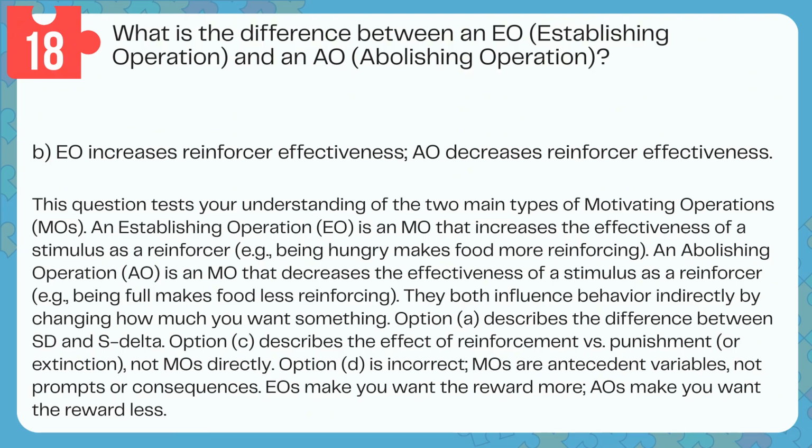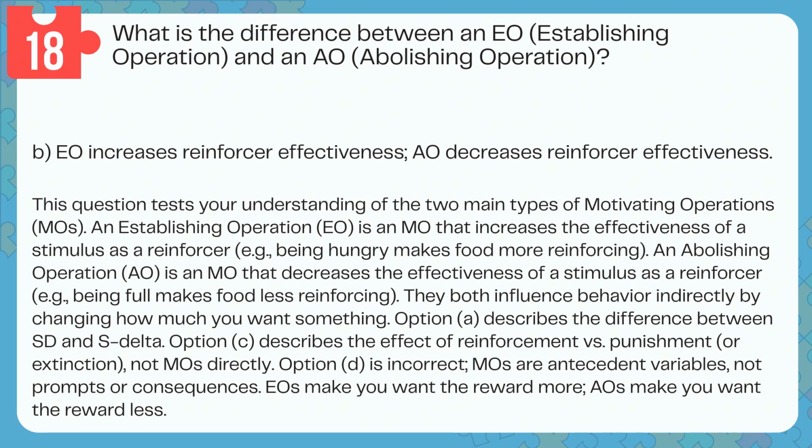Answer B. EO increases reinforcer effectiveness. AO decreases reinforcer effectiveness. Explanation. This question tests your understanding of the two main types of motivating operations, MOs. An establishing operation, EO, is an MO that increases the effectiveness of a stimulus as a reinforcer. Example being hungry makes food more reinforcing. An abolishing operation, AO, is an MO that decreases the effectiveness of a stimulus as a reinforcer. Example being full makes food less reinforcing. They both influence behavior indirectly by changing how much you want something.